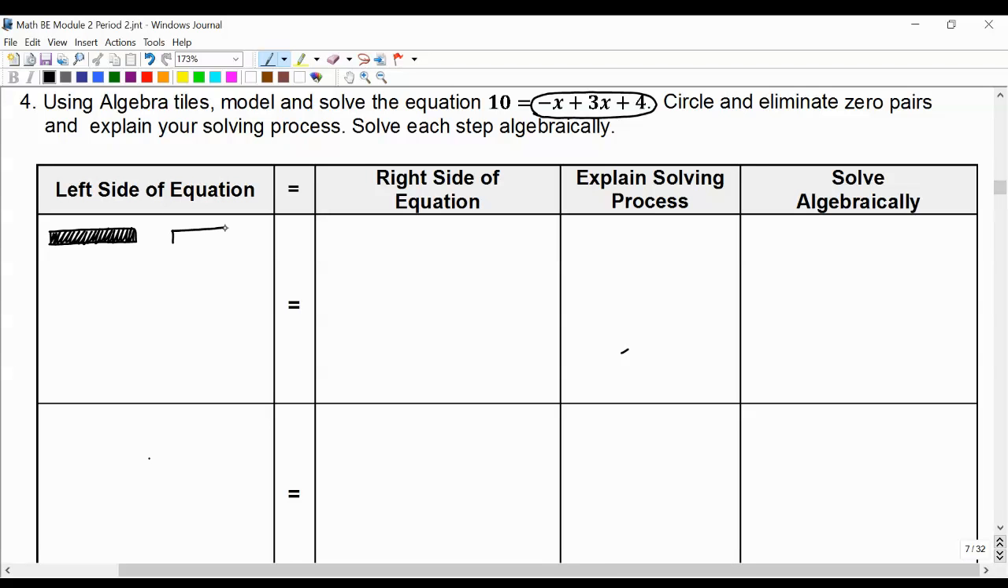And then I have 3 unshaded x tiles and 4 unit tiles, which are equal to 10. 1, 2, 3, 4. There we go. All right, let's double check before we get too far into the problem. We flipped it. We have everything accounted for. And step 1 is any cleanup, which is going to be cancel 0 pairs, because I think I see 0 pairs.